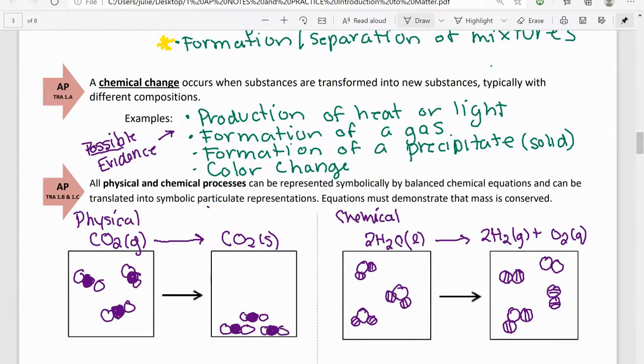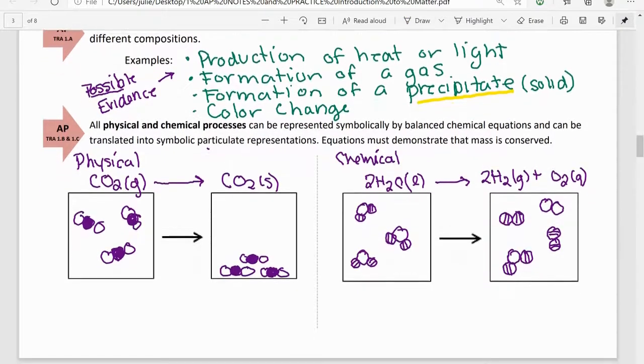Some possible evidence that may indicate that you have a reaction or a chemical change would be the production of heat or light. You might have the formation of a gas, which you would see with bubbles. You might have the formation of a precipitate, which is an important term, and is just the formation of a solid. And then you can even have a color change. Now, just because you're making heat or changing color doesn't mean you have a chemical change, but it's evidence that you might, based on other things that you'd have to then analyze.